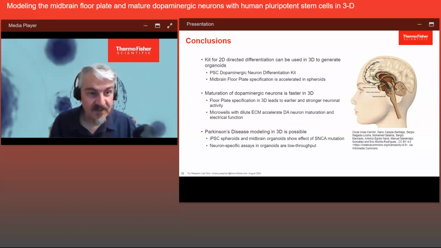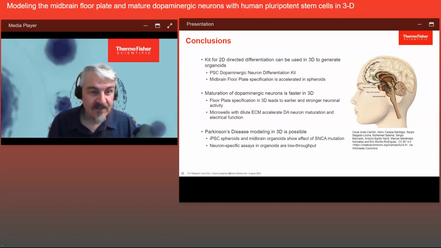Furthermore, the maturation is influenced by the physical environment during the floor plate specification. As I showed you, the microwells with dilute matrix accelerate neurotransmitter synthesis and give earlier electrical activity. Finally, modeling Parkinson's disease is possible in these more brain-like 3D structures. We can see the effect of a disease-linked mutation in alpha-synuclein.